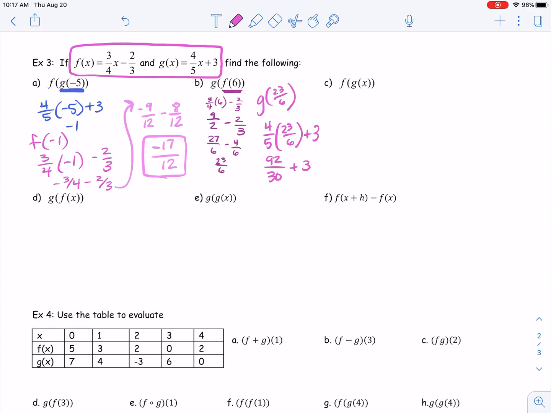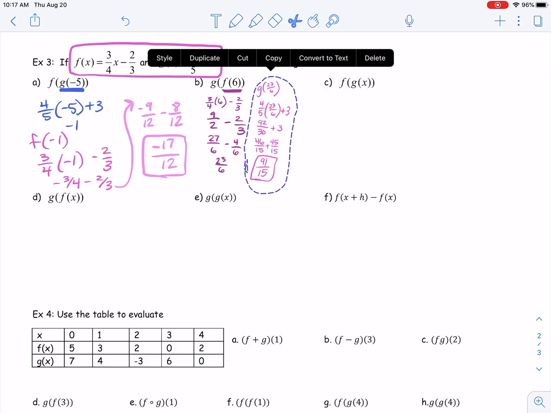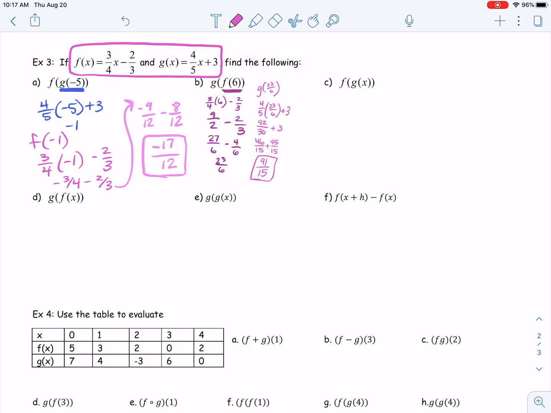And so then what I can do is reduce that fraction. 92 over 30 reduces to 46 over 15. And then I can write 3 as a fraction of 15, which would be 45 over 15. Then I can combine those fractions together to get my 91 over 15 as my final answer. I know that's a lot for some of you to do pretty quickly or in your head, so feel free to take out a calculator if you have one. Pause the video, make sure you are checking my work and understanding where I'm getting all these numbers from. Okay.